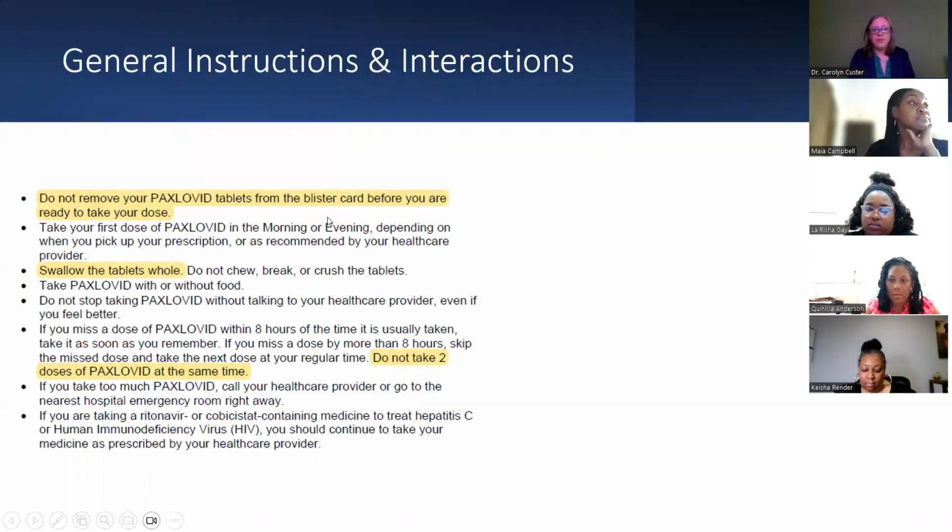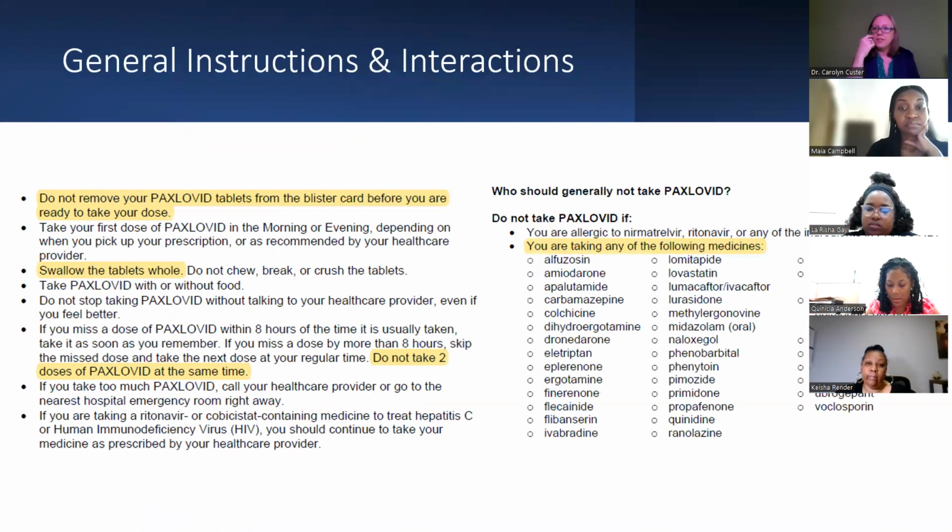Here's some additional information about taking Paxlovid. I've highlighted the most important instructions, such as taking the pills whole. And here's a list of medications that you can't take if you're using Paxlovid. Are you taking any of these medications, Ms. Campbell? Yes, I take St. John's wort. Okay, so we'll want you to avoid that while you're taking Paxlovid.